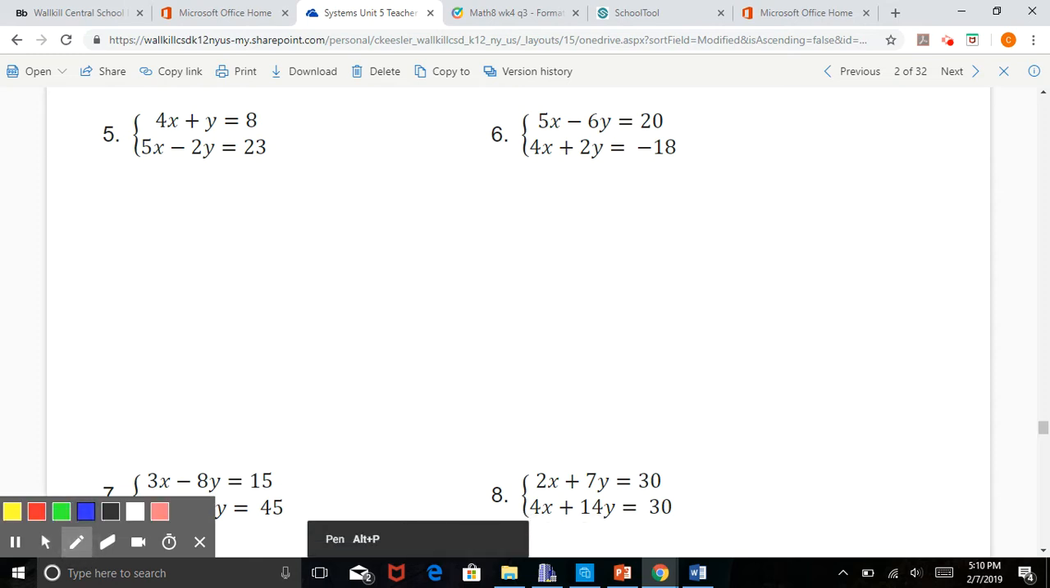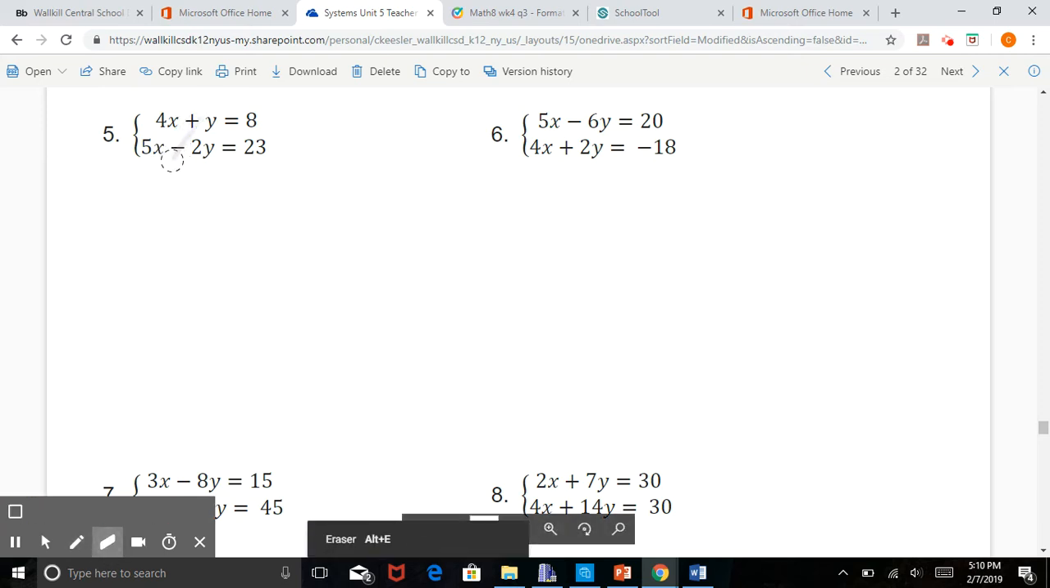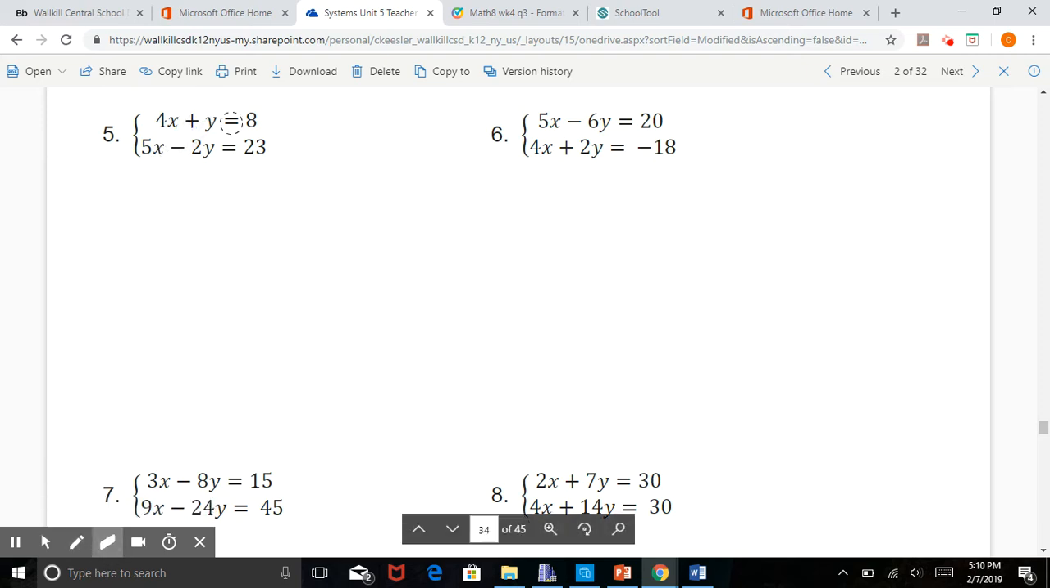Okay, so 5 is much more challenging because we don't have a pair of opposite variables right away. What we do see is that we have 1 plus and 1 minus. So it might be easiest to try and make those two opposite pairs. In order to make those two opposites, since the bottom one is negative 2, I'm going to multiply the top one by positive 2 to get a positive 2y and a negative 2y together.